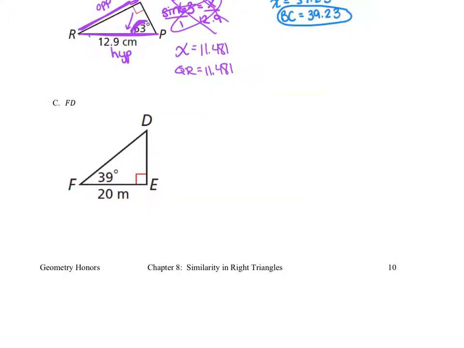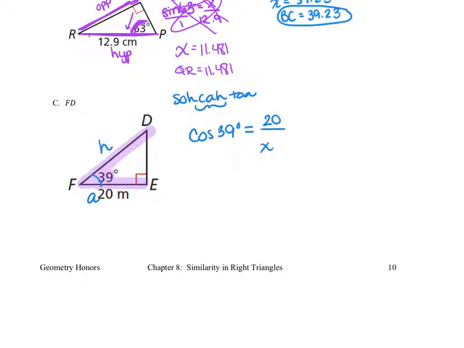In this next one, I'm looking for FD, and I was provided this angle, and I have its adjacent side. So I have my adjacent, my hypotenuse, and the angle F. So that's going to be adjacent and hypotenuse. If I go through SOHCAHTOA, adjacent hypotenuse is right here. So it's going to be cosine of the angle is equal to adjacent over hypotenuse.